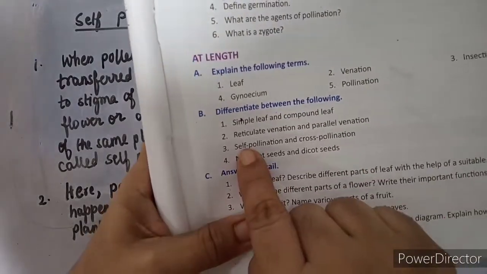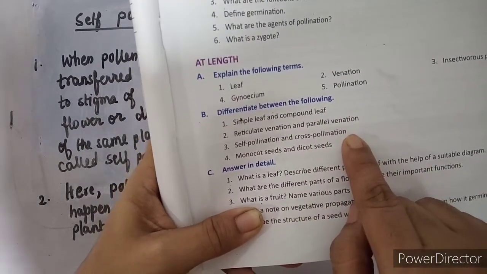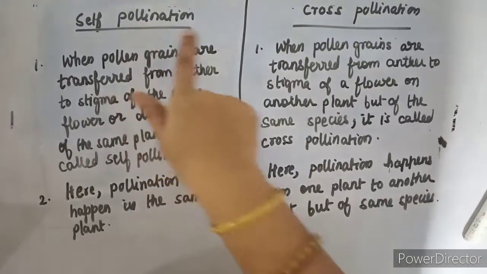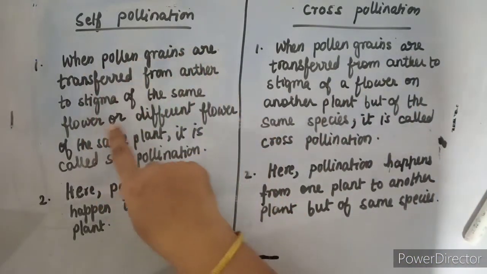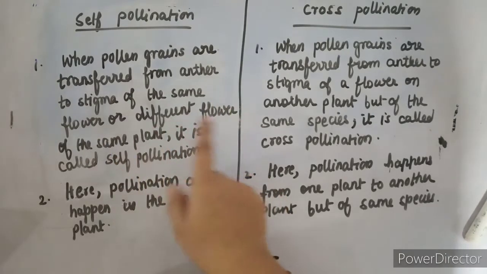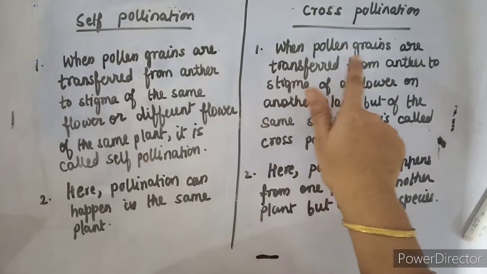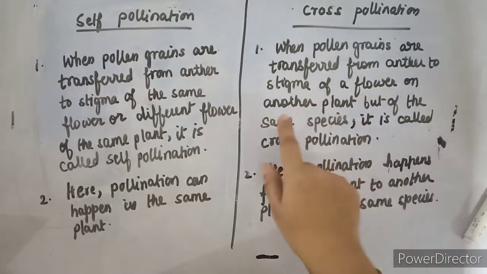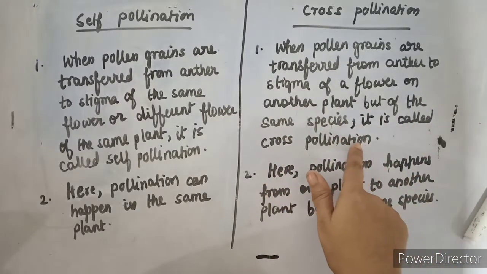Now the third question, self-pollination and cross-pollination. Again make two parts and write the answer. When pollen grains are transferred from anther to stigma of the same flower or a different flower of the same plant, it is called self-pollination. This is the first point. Here, when pollen grains are transferred from anther to stigma of a flower on another plant but of the same species, it is called cross-pollination.